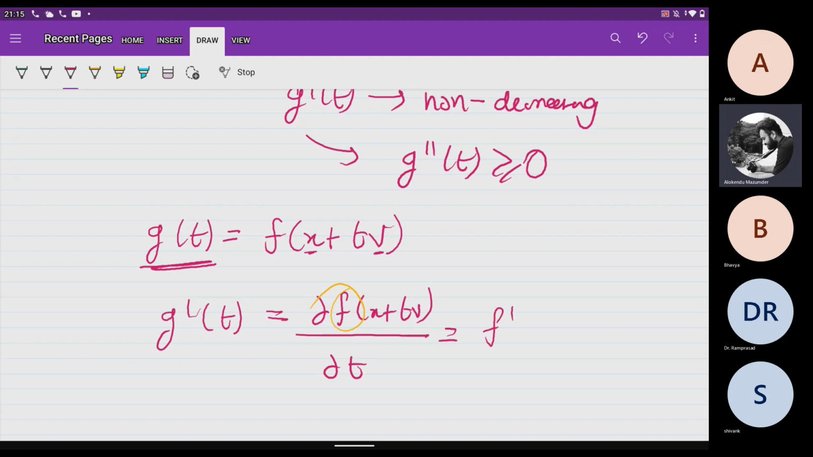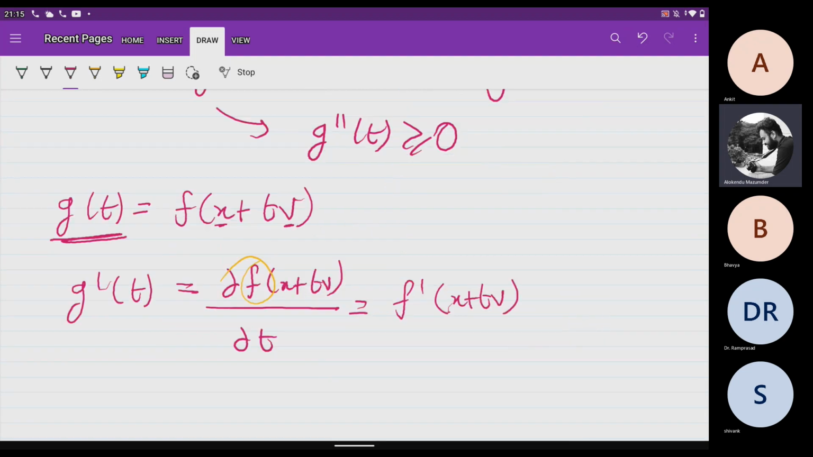So let's say I differentiated, it is f dash of x plus tv, fine? And now I will differentiate this particular term here with respect to t. What will I get? x will be constant, t will vanish, and I will be left with v. So it will be basically v transpose, because v is a vector, you have to write it like this. So g dash of t is nothing but v transpose f dash of x plus tv.